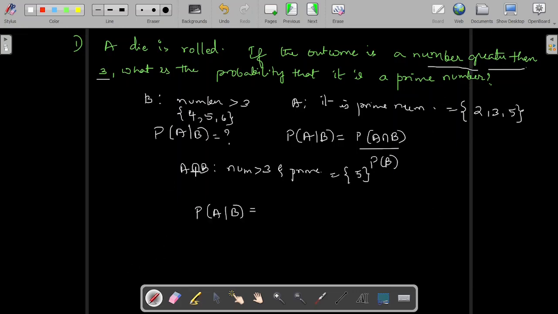What is the probability of A intersection B? One favorable outcome divided by a total of 6 outcomes, because you are rolling a die, divided by P of B, which is 3 favorable outcomes out of 6. The 6 cancels, which is equal to 1 by 3. This is how we find the conditional probability.